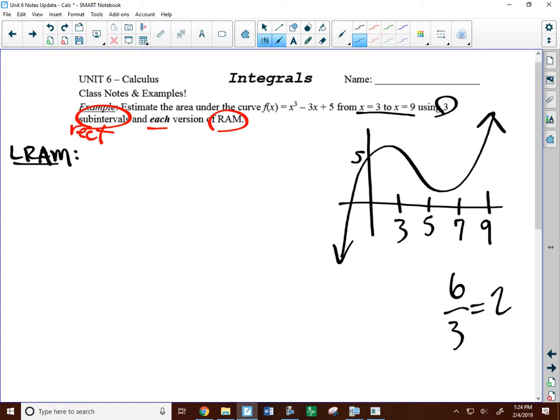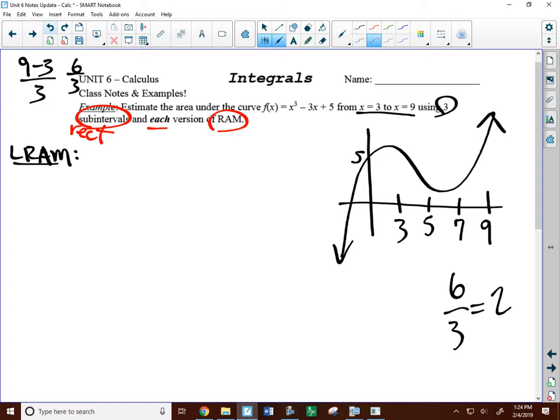And again, you could have done b minus a over n, which would have been 9 minus 3 over 3, because a and b are 3 and 9. So it would be 6 over 3, which is 2.